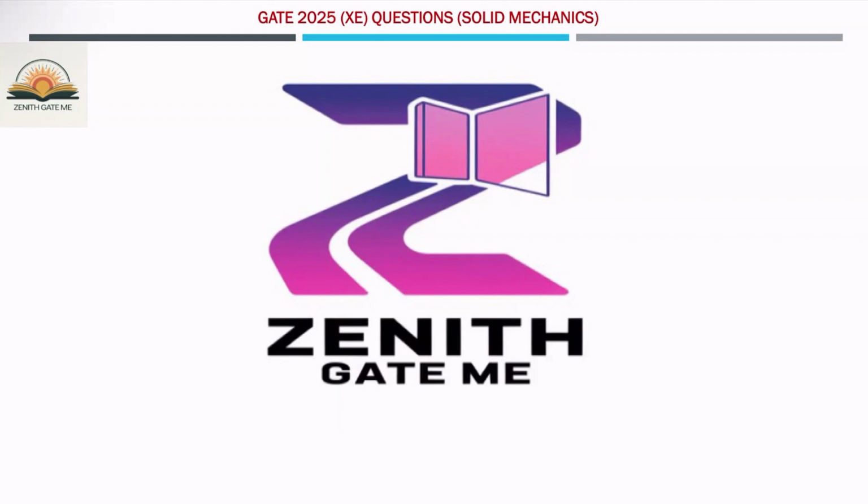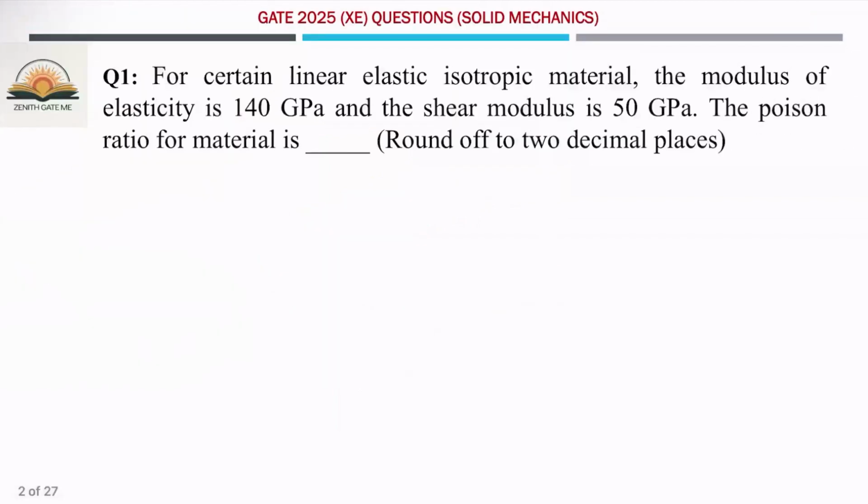So in today's session, I will discuss a question which was asked in the GATE 2025 engineering science paper from solid mechanics. This is the first question, which is related to the relationship between the elastic constants. The question is: for a certain linear elastic isotropic material, the modulus of elasticity is given as 140 gigapascal and the shear modulus, denoted with a G symbol, is given as 50 gigapascal. You have to find out the Poisson's ratio of the material and round off to 2 decimal places.